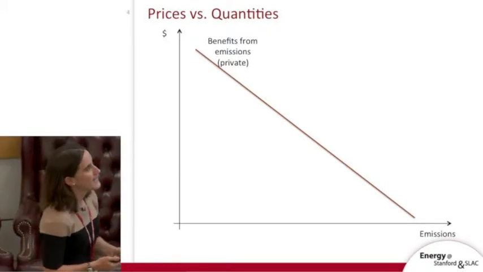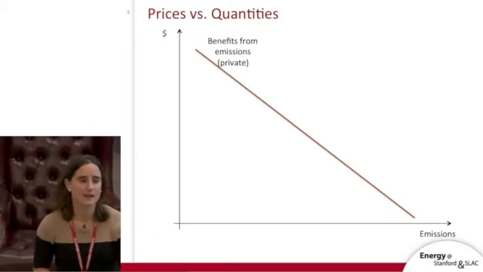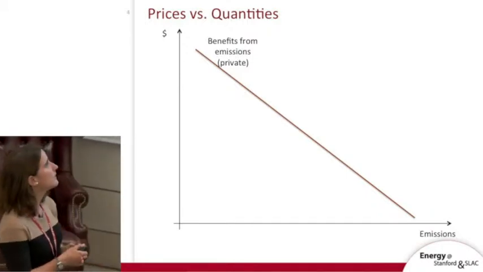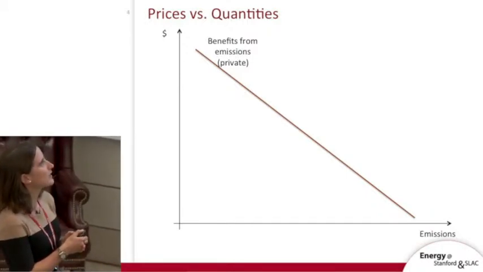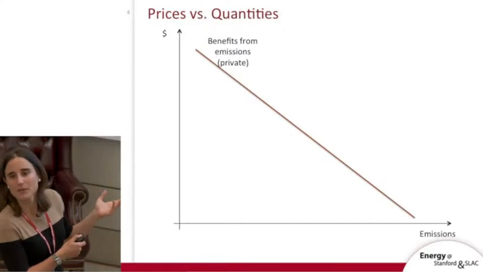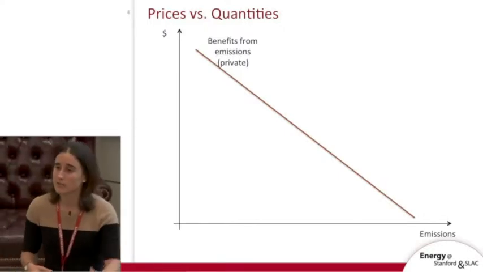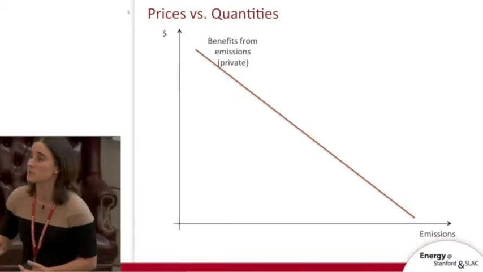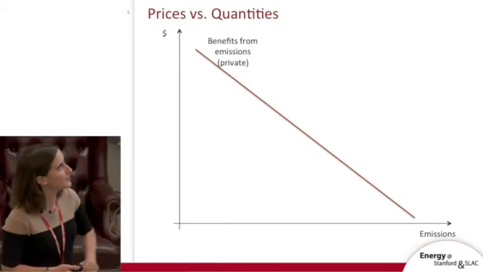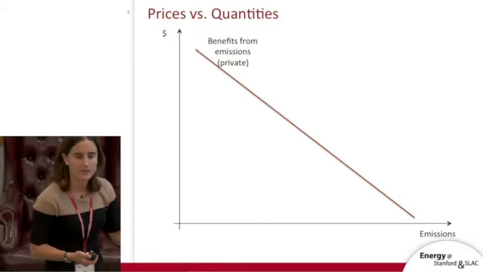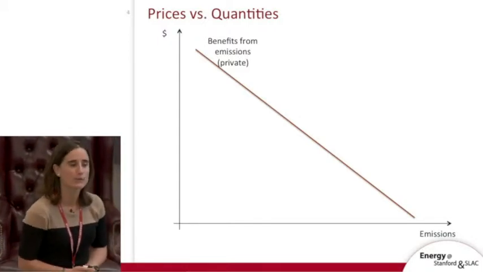We can think of the benefits from emissions being very large when we don't emit anything at all. Imagine we are not emitting anything at all. Driving the first mile can be very useful, but eventually as we emit more and more, maybe what we are using the CO2 for is less useful. So we can think of the benefits from the emissions as decreasing as we pollute more and more.